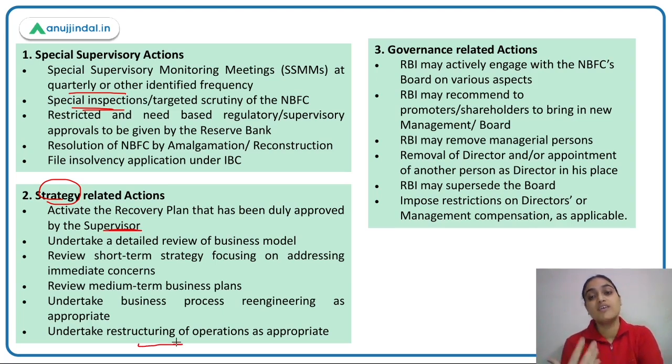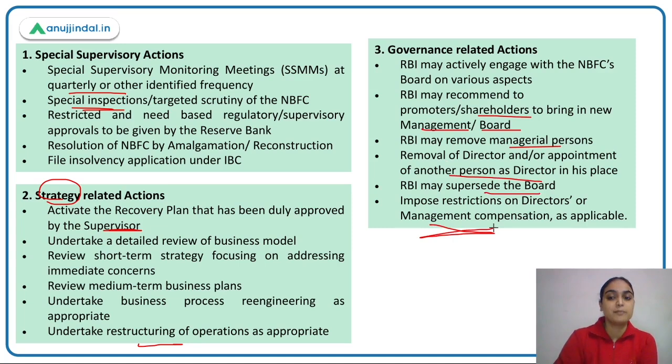Now talking about the governance related actions, or zyada governance ko better karne ke liye bhi RBI alag alag actions le sakta hai. RBI keh sakta hai ki hum aapka board supersede karenge, aap in managers ko hatao, naye board ko appoint karo, inki compensation change karo. So governance improve karne ke liye bhi RBI bahut se actions le sakta hai. RBI might actively engage with NBFCs on different aspects. It might recommend the shareholders to bring in new management, new board, remove certain managerial person, appoint new people, supersede the board, change the compensation. So ye kuch governance related actions hain.